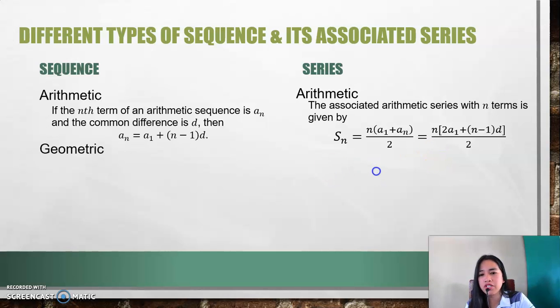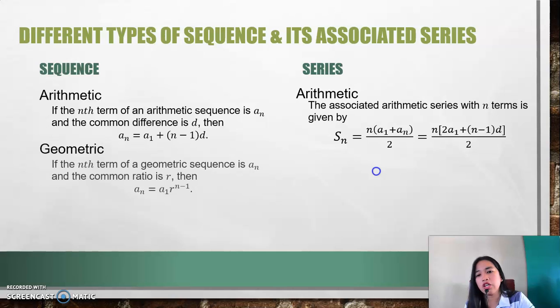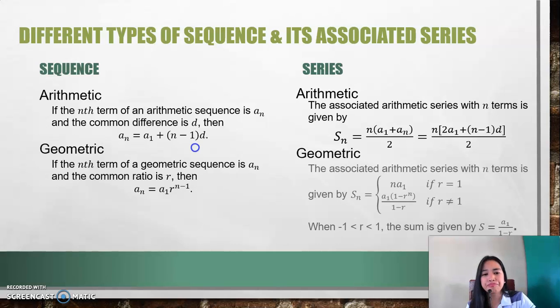We also have the geometric sequence, which has a common ratio. So, you have this formula to find the nth term of a geometric sequence. You just multiply. While for the geometric series, we have 3 cases. When r is equal to 1, just multiply the number of terms to the first term. If r is not equal to 1, we use this formula.